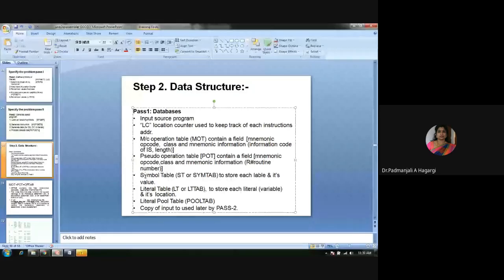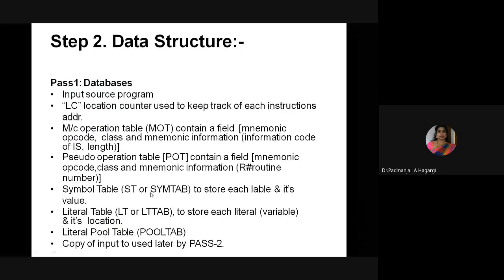Next, it will have the next database. It should have the symbol table. This is very usual; commonly we think pass one means it will have the symbol table and mnemonic table. The mnemonic table itself is called the operation table. Usually every pass will have the mnemonic table, operation table, then the symbol table. And the extra part we have here is the pseudo operation table, which contains the field of only the mnemonic code and the class of the mnemonic information.